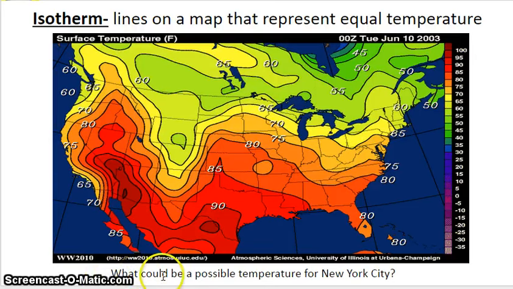So I asked down at the bottom, what could be a possible temperature for New York City? What do you think? We have a 65 isotherm here, and the 70 isotherm there, and New York City is in between those two. So if you give an answer that's anywhere between 65 and 70, so 66, 67, 68, and 69, you would be right. You cannot say 65 or 70 because you are not on the line. So do not give an answer of numbers on the line. This is an isotherm, so we're talking about temperature.